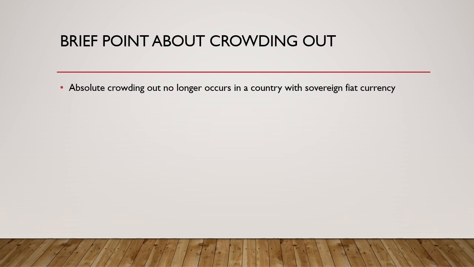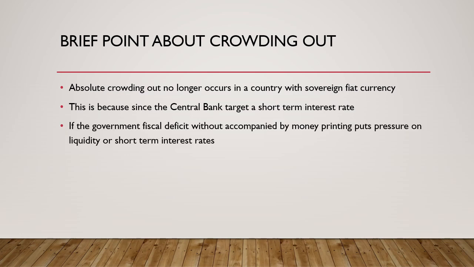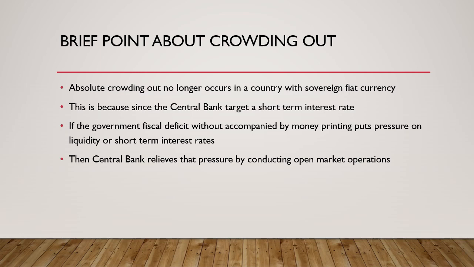However, in the era of sovereign fiat currency, absolute crowding out is no longer a phenomenon. Now, why do I say that? Because the central bank sets a short-term target interest rate, and it aggressively defends this target through open market operations. If the government's fiscal deficit, without being accompanied by money printing, puts pressure on liquidity and hence short-term interest rates, the central bank intervenes and conducts what's called open market operations, wherein it buys the short-term debt with freshly printed money.